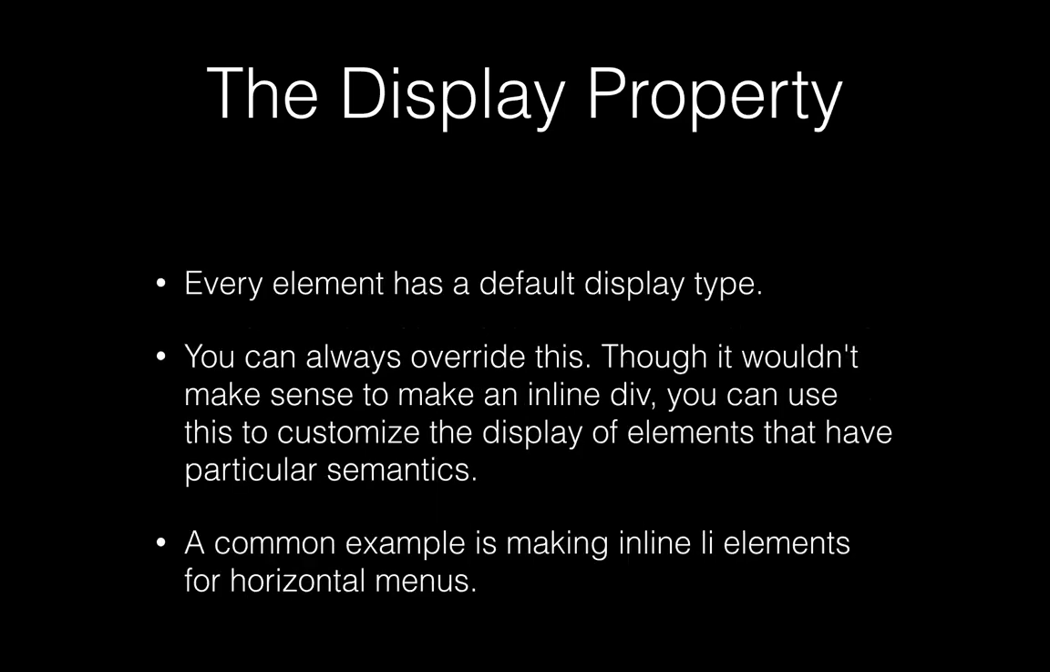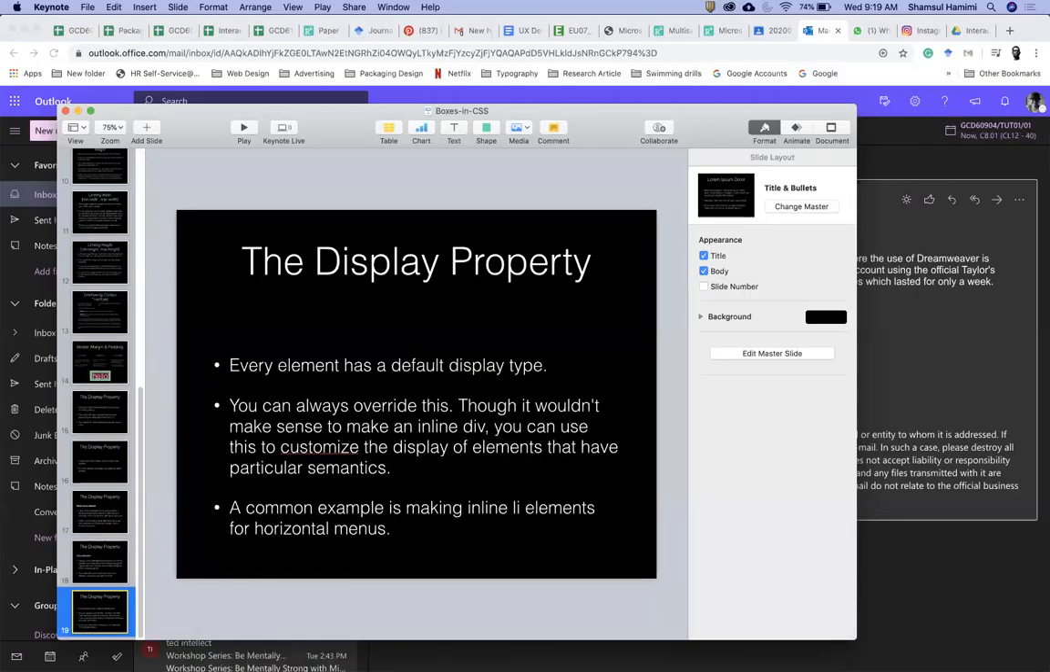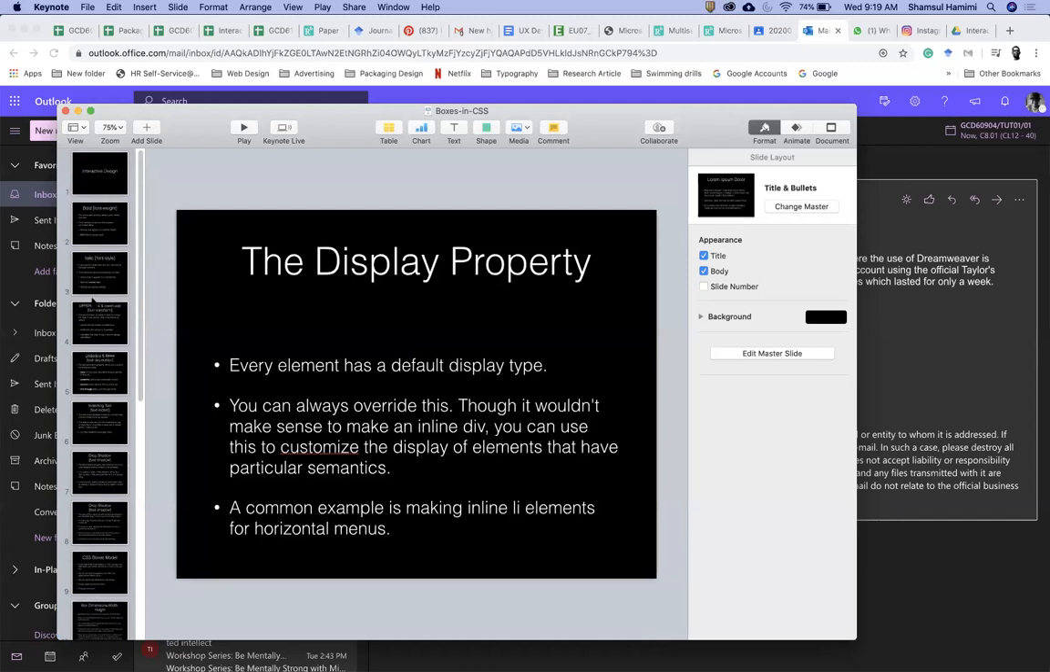Every element has a default display type, but you can always override this. For example, if the element is an inline element, you can override it by changing the display to make it a block. A common example is making inline li elements for horizontal menus, which I explained just now. So I'm going to show you how to do it.